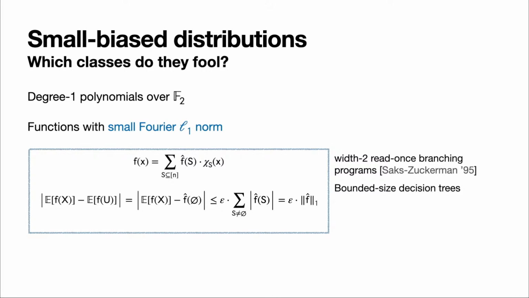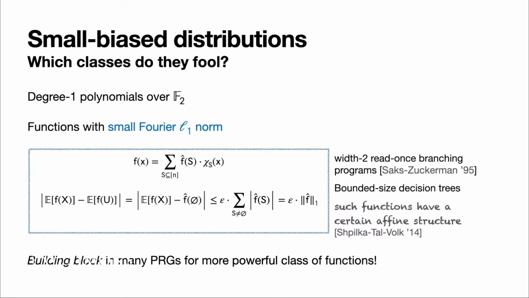Okay, so which functions have small Fourier L1 norm? For example, if you know branching programs, so read-once branching programs, bounded size decision trees. I will mention a very nice work that characterizes such functions. So they have some affine structure. And you might think that the class of degree 1 polynomials over F2 feels kind of limited. So I'll just tell you that it's used as a building block in many PRGs for more powerful classes of functions. We'll see one example now, but there are really many examples.